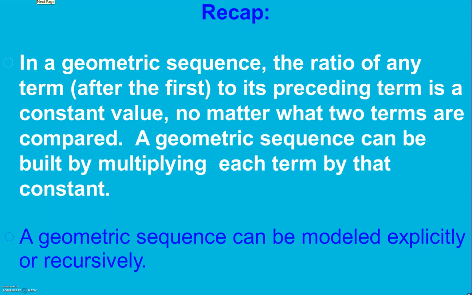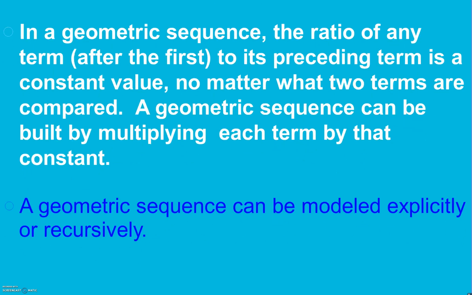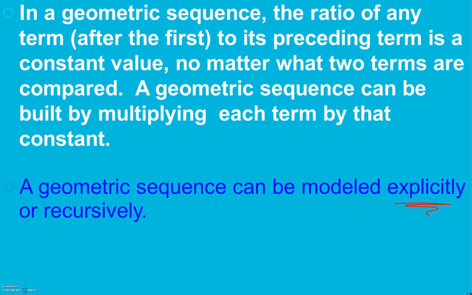Recap here. In a geometric sequence, the ratio of any term after the first to its preceding term is a constant value, no matter what two terms are compared. A geometric sequence can be built by multiplying each term by that constant. And a geometric sequence can be modeled explicitly or recursively, just like arithmetic sequences. Explicitly is exactly one equation that we can find the exact value of any number, whereas recursively we have to repeatedly find values.